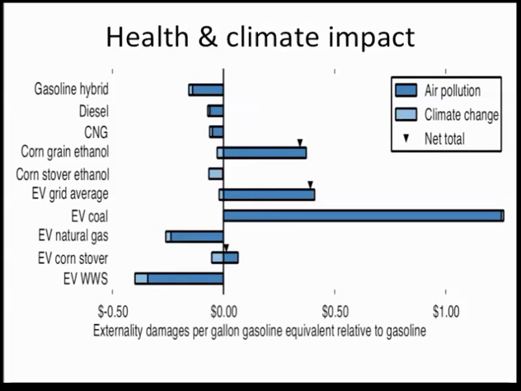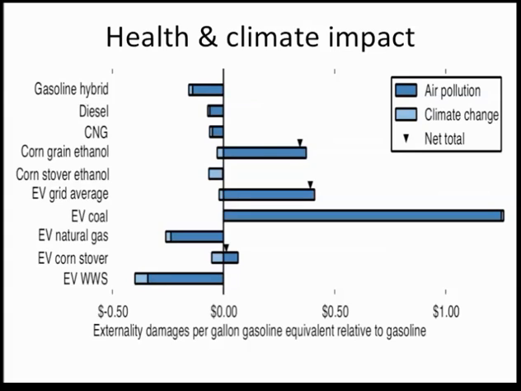So this is all normalized to gasoline. So a value of 0 would be the same as gasoline. A negative value would mean lower environmental impacts than gasoline. You see there are several examples of negatives. And a positive value in this case means higher than or worse impacts than gasoline. And in cases where you have a plus and a minus, these triangles show you the net impact. So in this case, corn grain ethanol, you have a small climate benefit and a large air pollution disbenefit, and the net impact is a net disbenefit relative to gasoline.